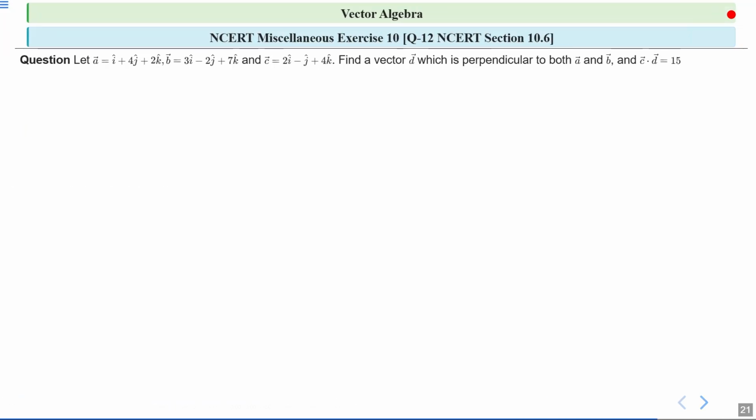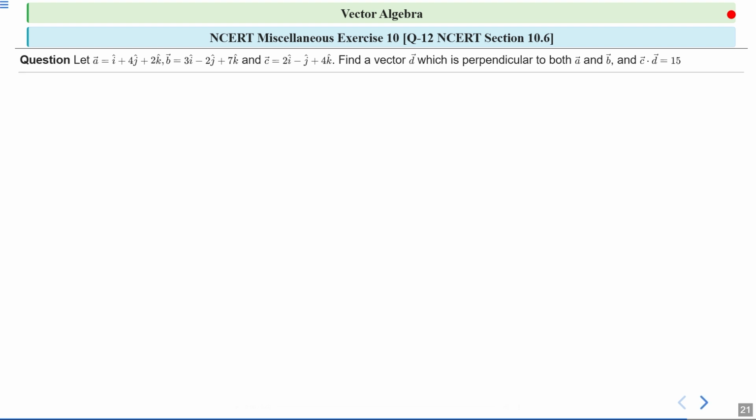Next is NCERT miscellaneous exercise 10, question number 12, which says we are given 3 vectors. A vector is I cap plus 4 j cap plus 2 k cap, B vector is 3 I cap minus 2 j cap plus 7 k cap, and C vector is 2 I cap minus j cap plus 4 k cap. The task is to find a vector D that is perpendicular to both the A vector and B vector, and also satisfies C vector dot D vector is equal to 15, right?